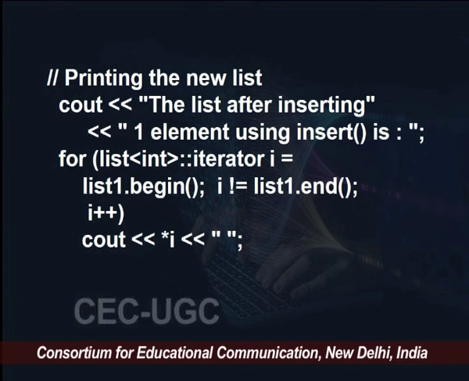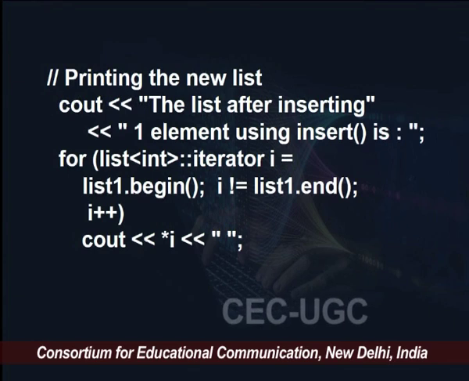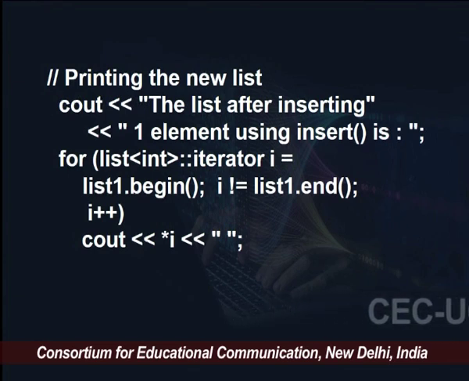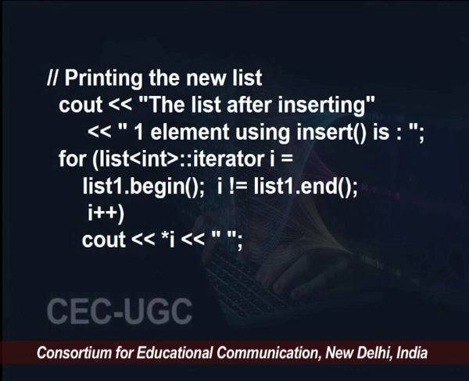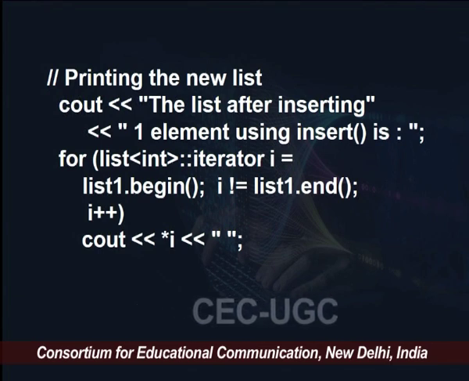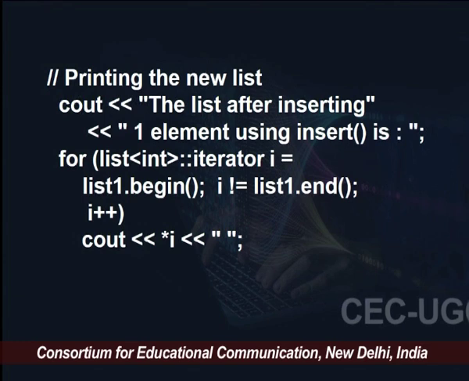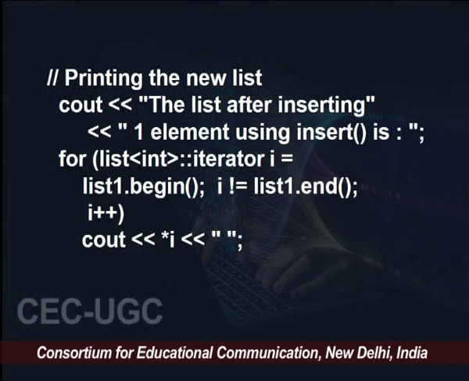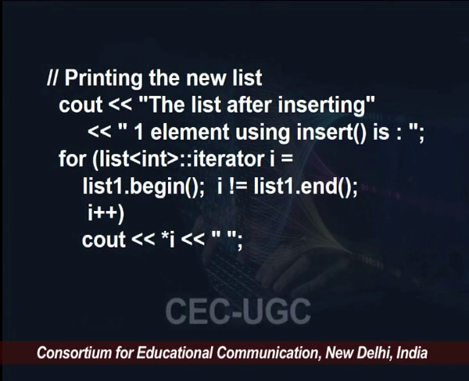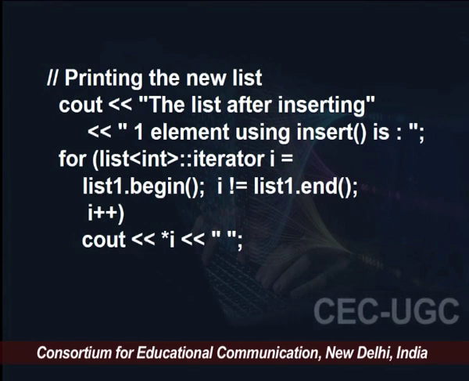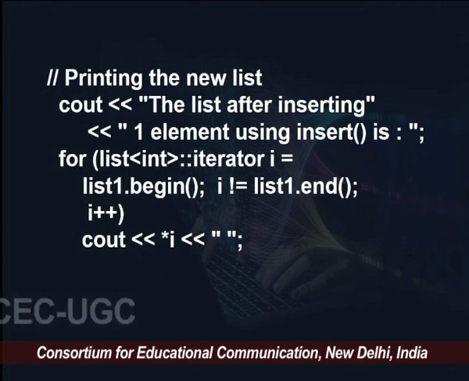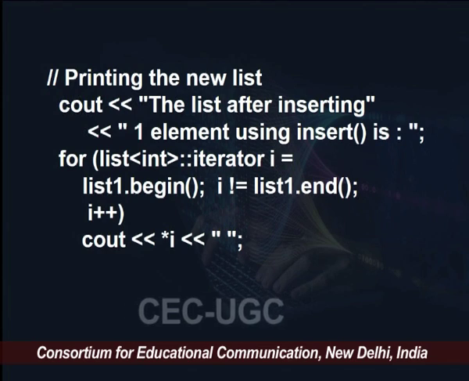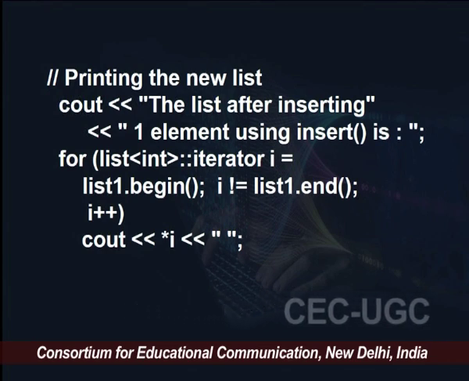And as expected, what we are going to get at the end of this print should be 2 comma 2 comma 2, because we initially inserted 3 occurrences of the element 2 in this list 1, and after that we inserted one new element, which is 5. So, the final output after this code snippet is going to be 2, 2, 2, 5.